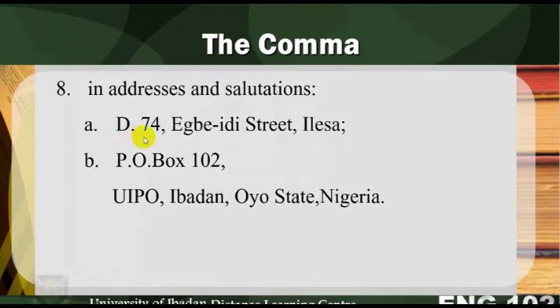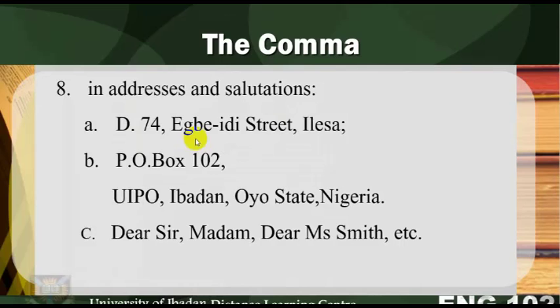8. In addresses and salutations. A. D74, Egbeidi Street, Ilesha. B. P.O. Box 102, UIPO, Ibadan, Oyo State, Nigeria. C. Dear Sir, Madam, Dear Miss Smith, etc.